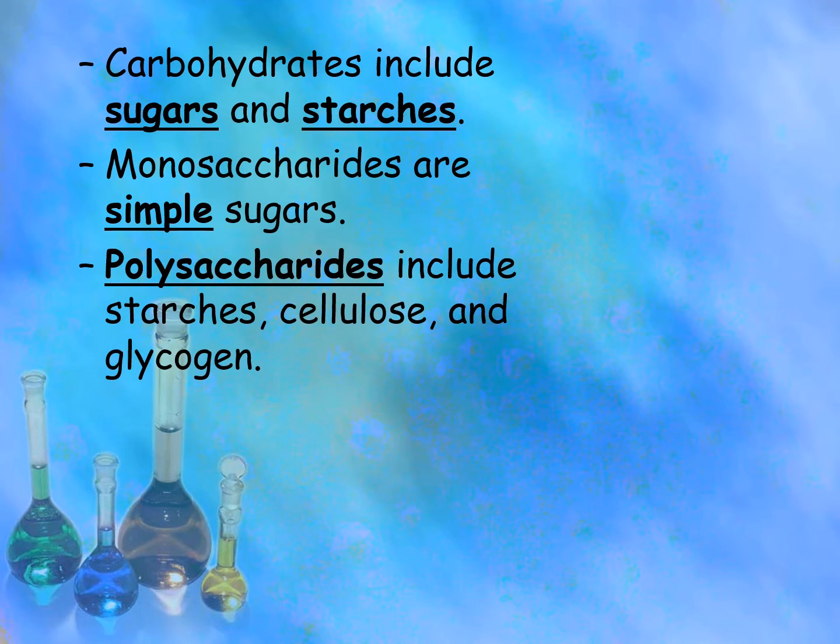Then we have polysaccharides. They're going to include multiple monosaccharides put together. You're going to see things like starch, cellulose, and glycogen. Cellulose is a storage form of starch. It's actually more structural in plants. If you've ever eaten celery and you get that stringy, chewy stuff, that's cellulose. The bark on trees is made of cellulose. Glycogen is an animal form of starch. It's a stored version of sugar.